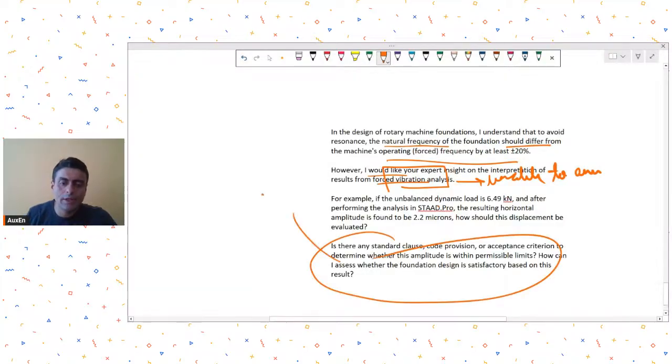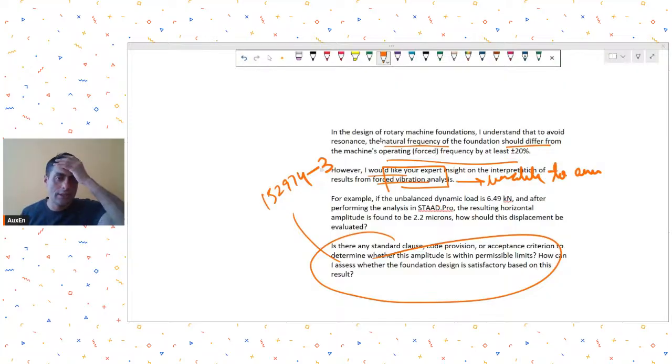For acceptable criteria, you can refer to IS 2974 Part 3 and I think Part 4. These are for foundations for rotary machines. Part 3 is for machines having medium and high frequency, and Part 4 is, I think, for rotary machines having low frequencies. So, depending on the RPM of your machine, you can go to IS 2974, either Part 3 or Part 4.